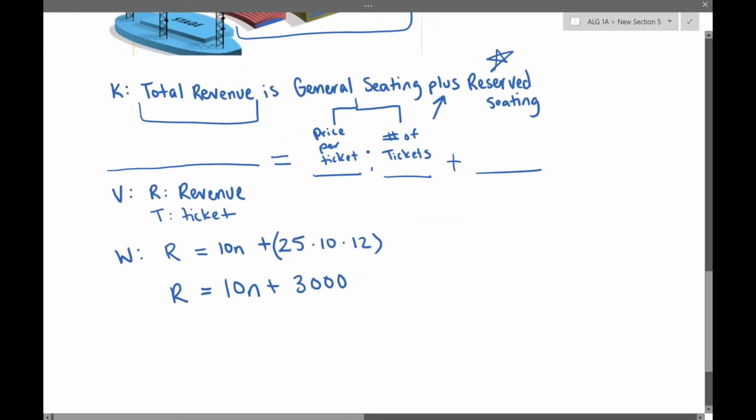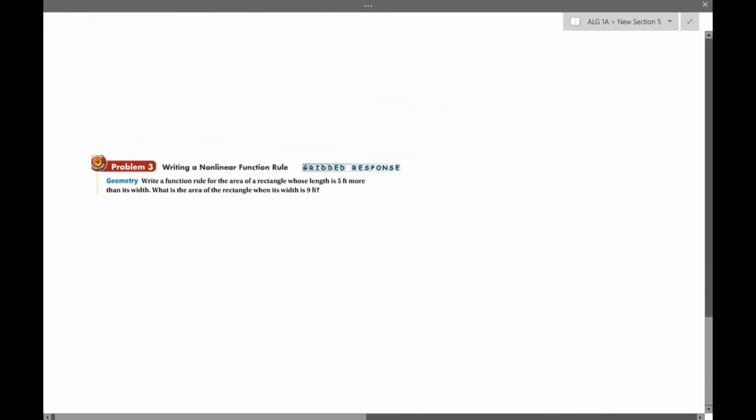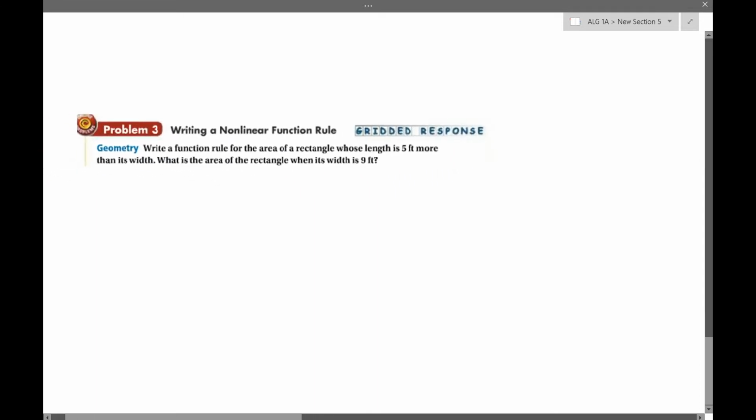Let us move on to our last question, question number 3. Question 3 says, writing a non-linear function rule. So a non-linear function is just a line that is not straight. So these are lines that are not straight. Usually they involve multiplication. All right. So it says write a function rule for the area of a rectangle whose length is 5 feet more than its width. What is the area of the rectangle when its width is 9 feet?